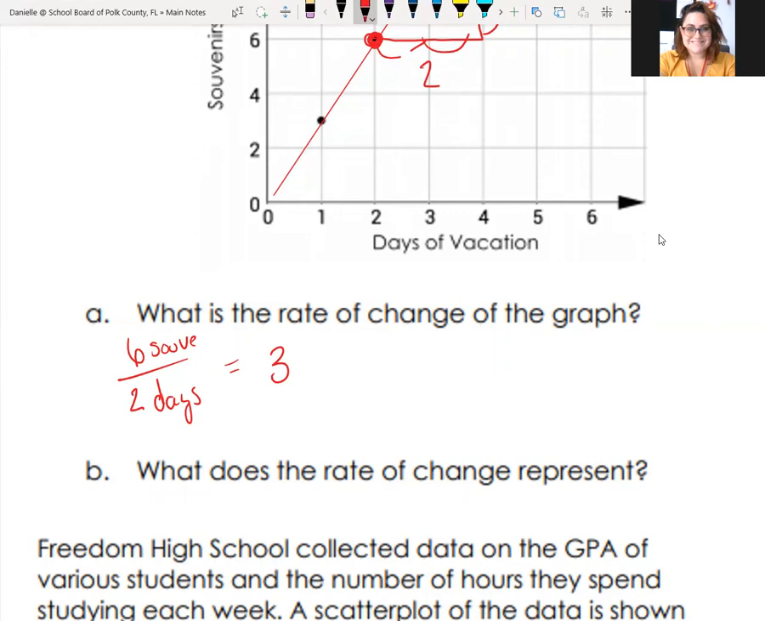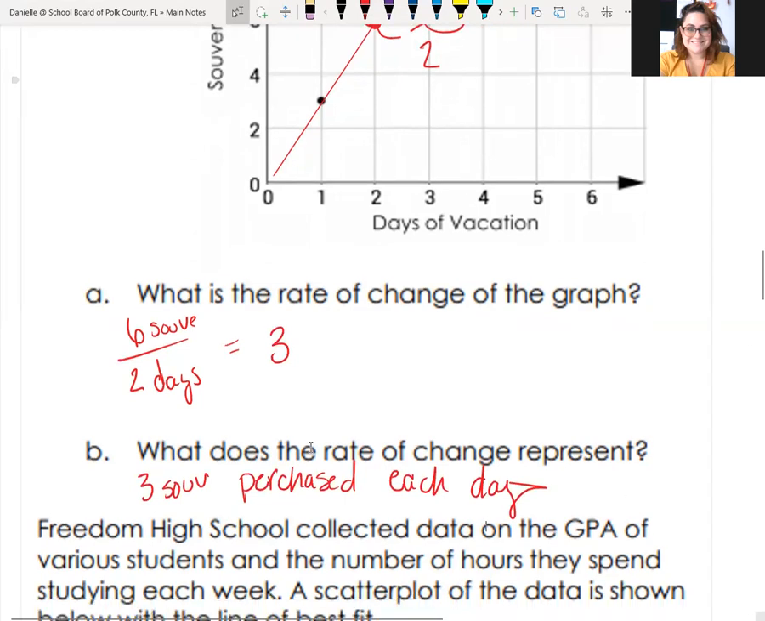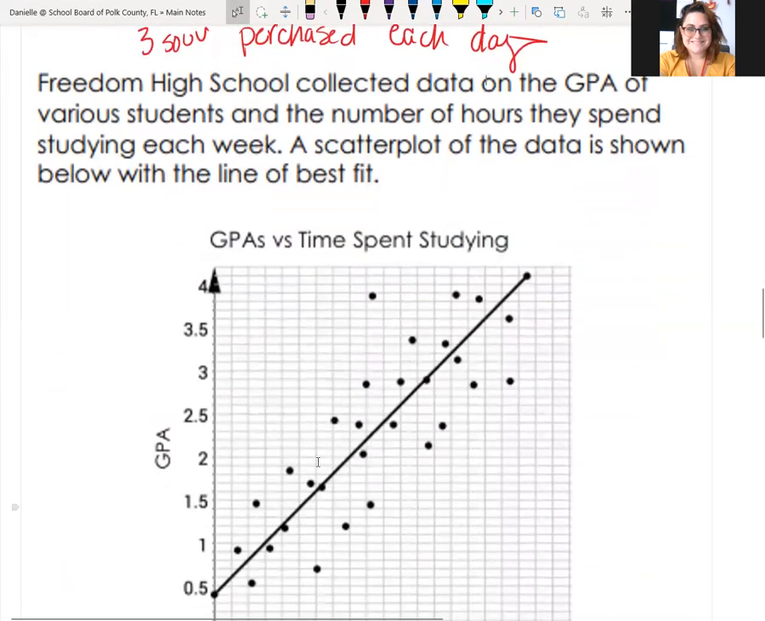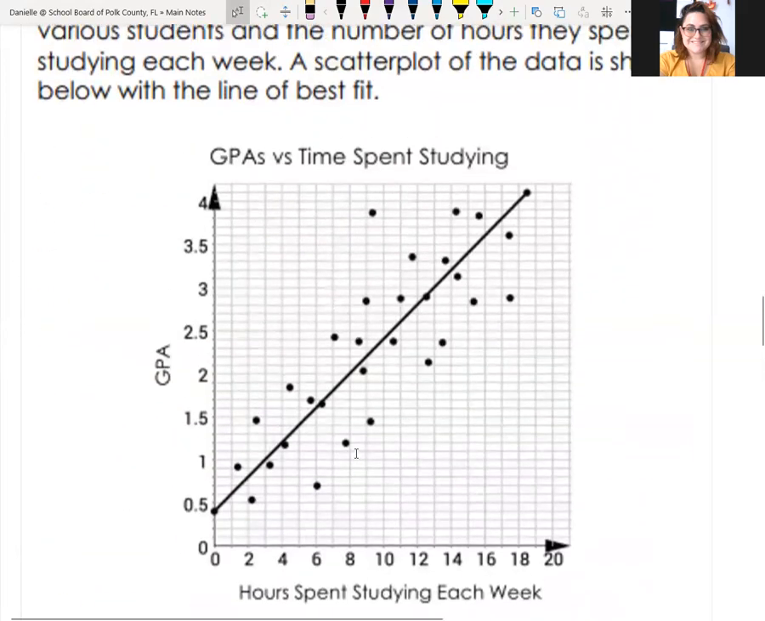And it represents 3 souvenirs purchased each day. We're going to keep on going. We have a lot of these that we can go over. This will probably be the last one that I do, though, for you.